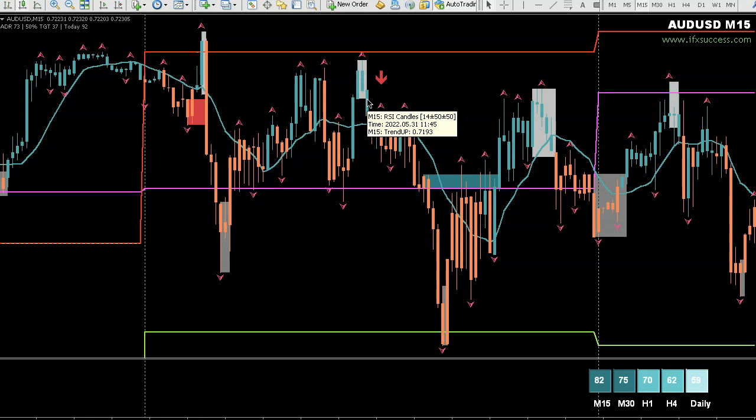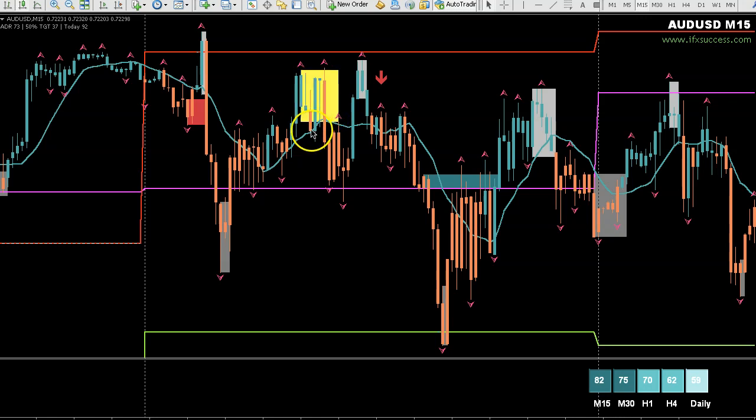Okay, I did get an entry because the market went just a tiny bit higher, but I did get an entry right over here, which I actually showed on the Telegram channel, and my entry was right over here. Okay, so we did get a block before, which was right over here.